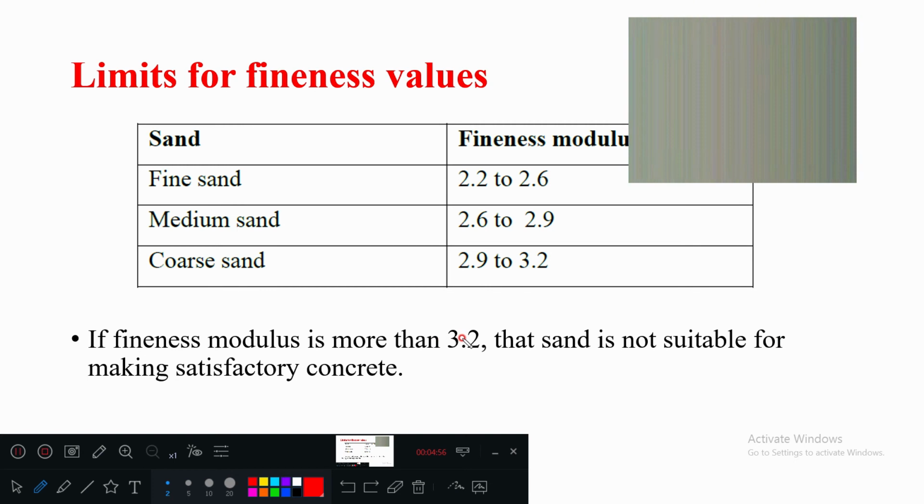If it is more than 3.2, what? If fineness modulus is more than 3.2, then the sand is not suitable for concrete production. Sand is not suitable for concrete production. Simple. Okay.